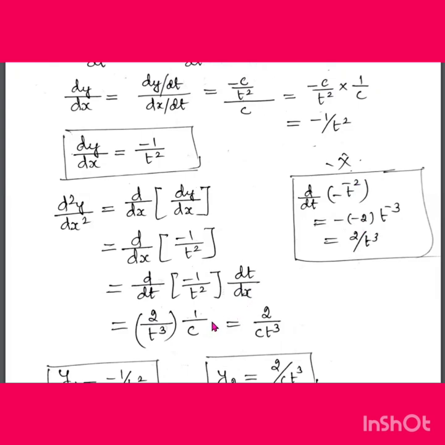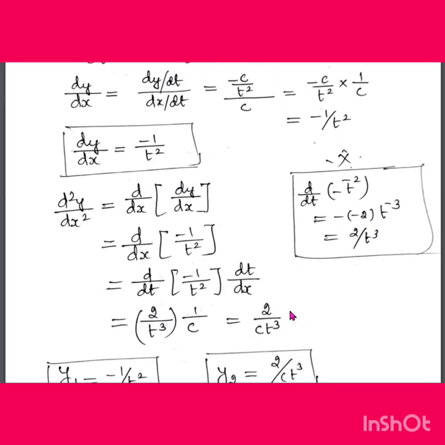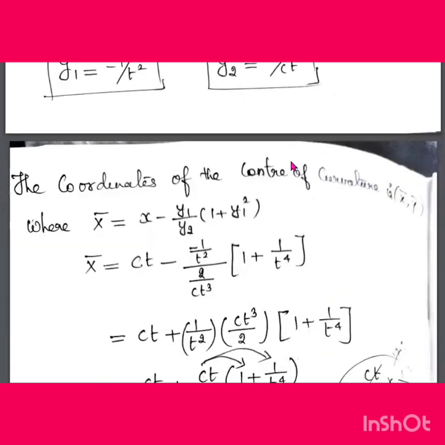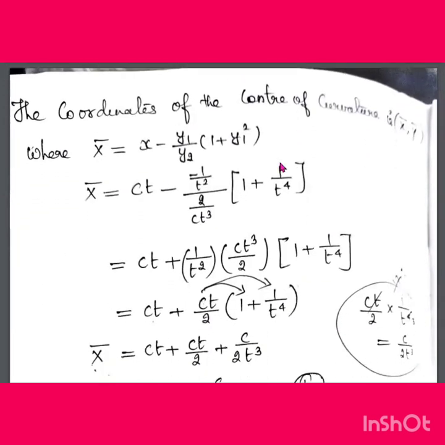dt divided by dx is 1 by c, so d square y by dx square, or y2, is equal to 2 divided by ct cube. So y1 is equal to minus 1 by t square, y2 is equal to 2 divided by ct cube. Now we are going to find the coordinates of the center of curvature x bar, y bar.